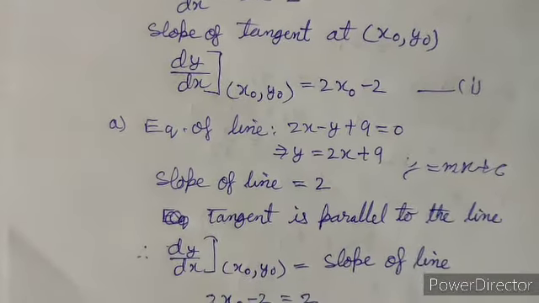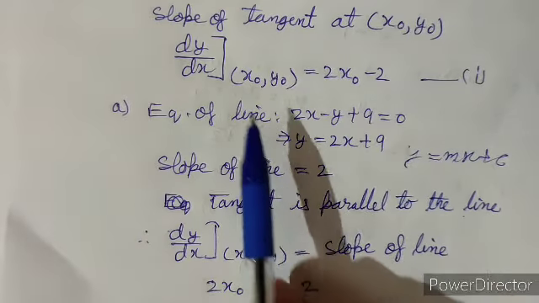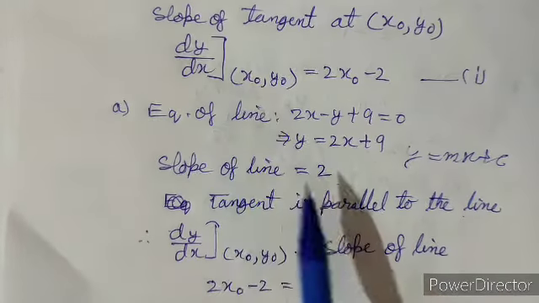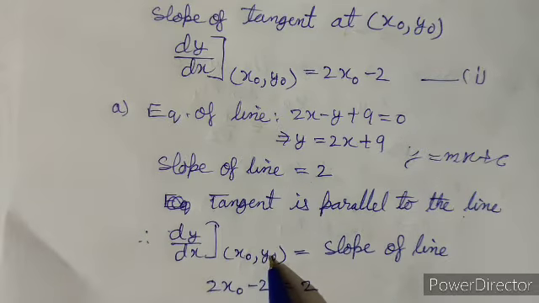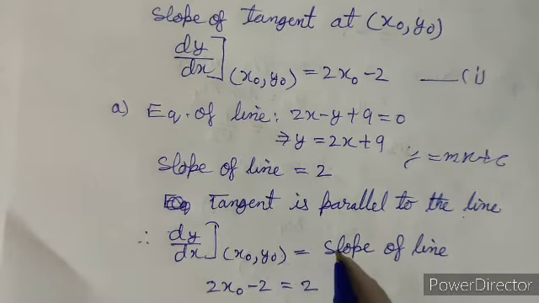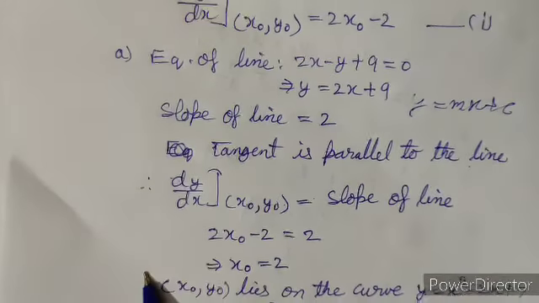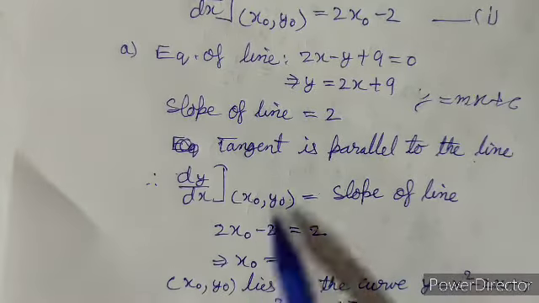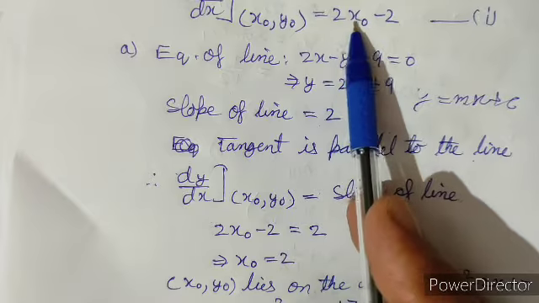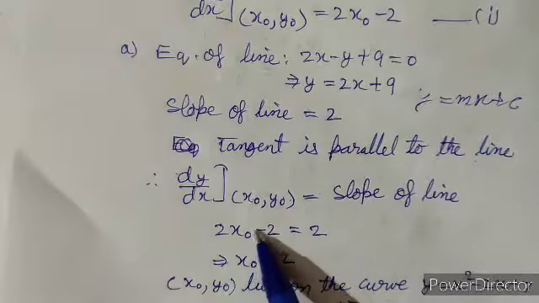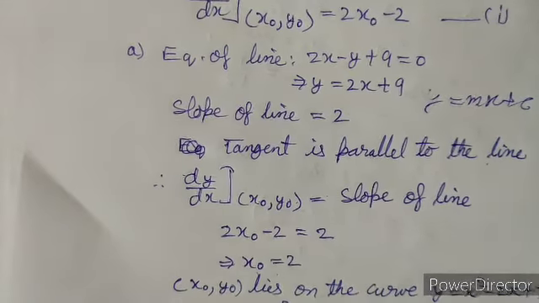Now here tangent is parallel to the line. That means the slope of the tangent will be equal to the slope of the line. Or we can say dy by dx at (x0, y0) will be equal to 2, as the slope of the line was 2. And dy by dx at (x0, y0) was 2x0 minus 2. So 2x0 minus 2 will be equal to 2 and that will give us x0 as 2.